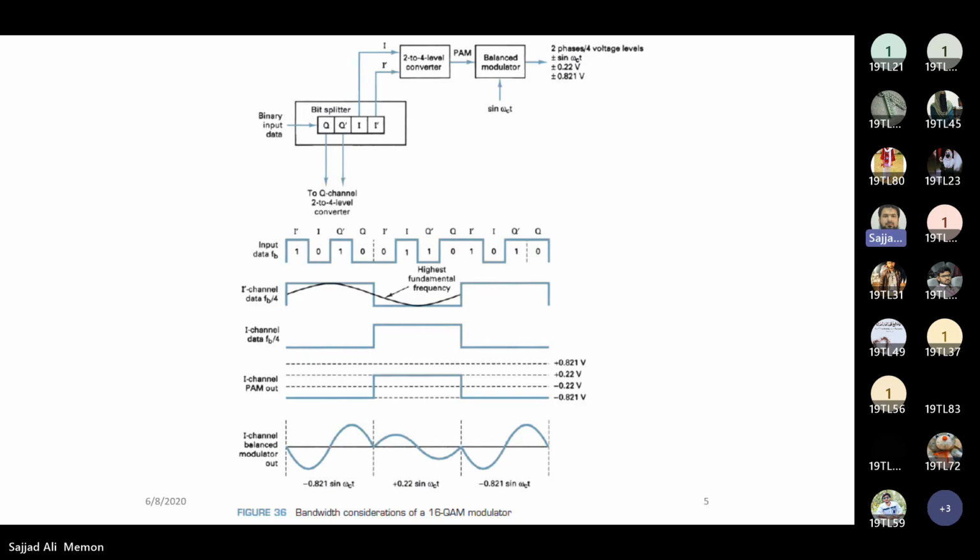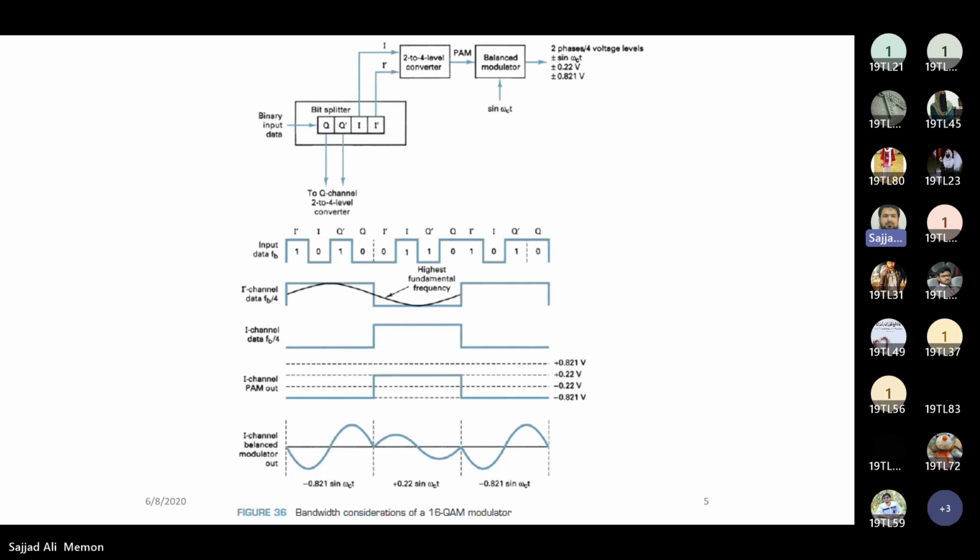So this one is figure 36. You can see the actual input bits are 1010. The I dash channel becomes fb by 4. That means it takes 4 bit times now to be transmitted. Similarly, the I channel, and similarly the Q and Q dash channels will also be.